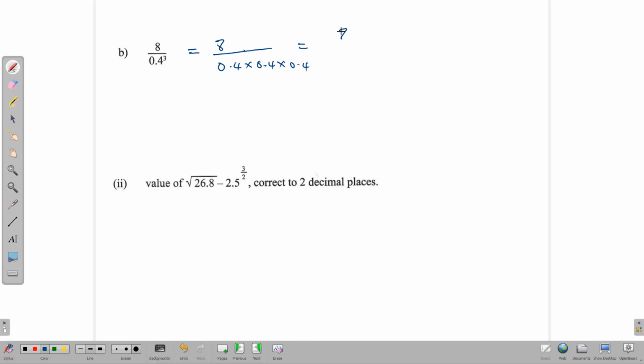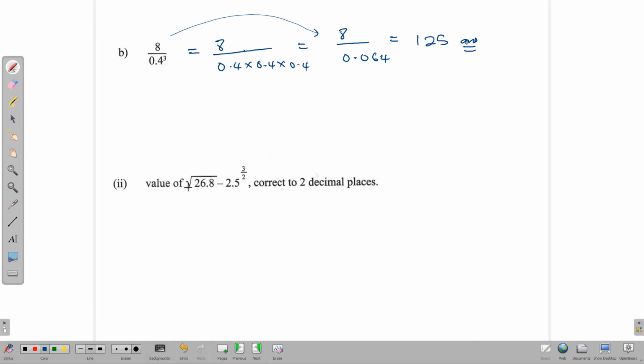And 8 over 0.4 to the third gives us 0.064. And of course, punching that into your calculator gives 125. So you could go straight from here to here and then get your 125. This shows a little bit of process in between, and our answer at the end.